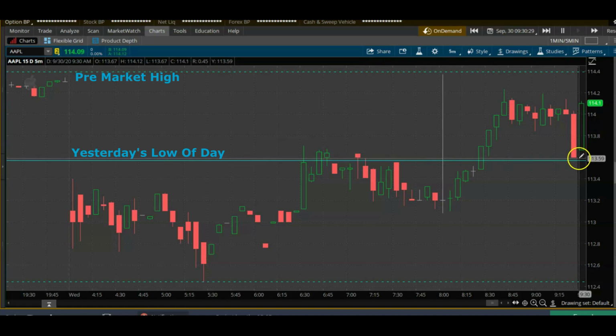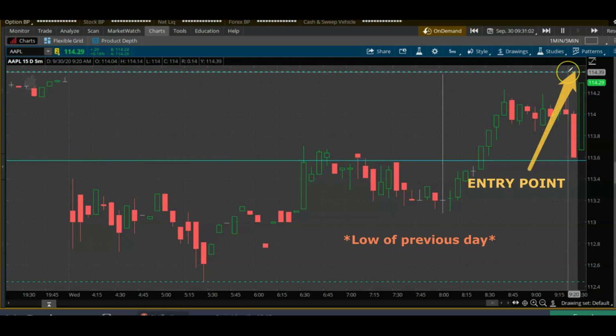So the price opened higher than the price level of the previous day. So that's a good sign. The question is, can it break above the high that was made during the pre-market session? Once it breaks above the high made during the pre-market session, as well as it already having broken above the high of the previous day, then this would be a good entry point into a long position.